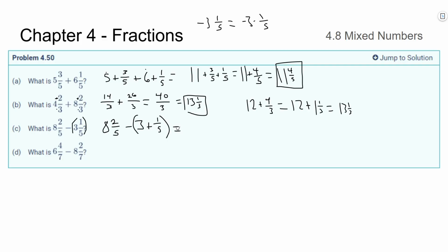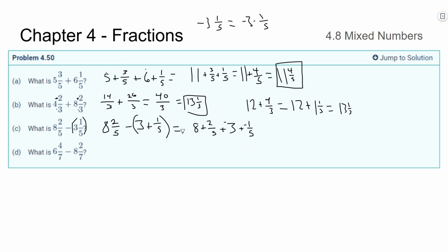So anyway, if we were to now distribute this minus here, we'd get 8. Let's split this up. 8 plus 2/5. Then we have -3 plus -1/5. Or we can just say minus 1/5. Okay. And now, if we want, we could convert this to addition plus negative.